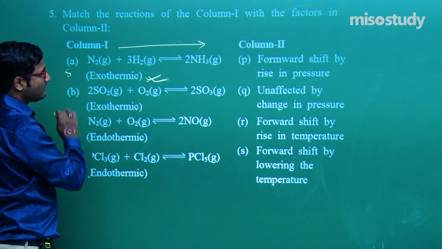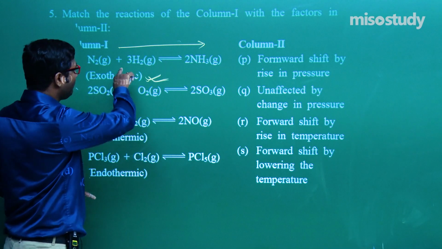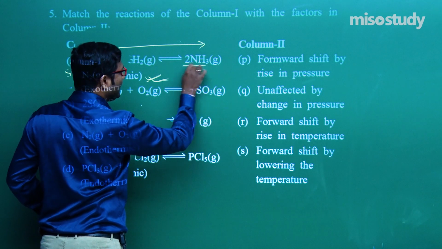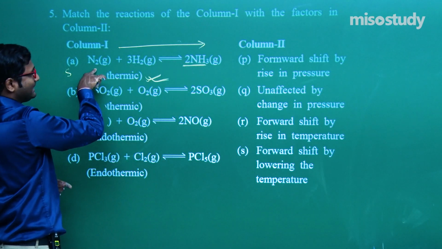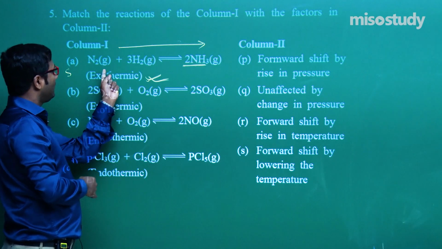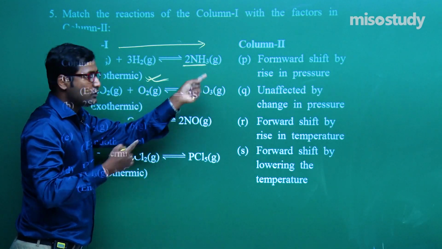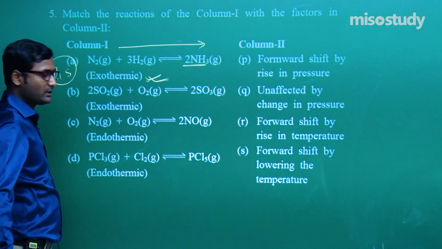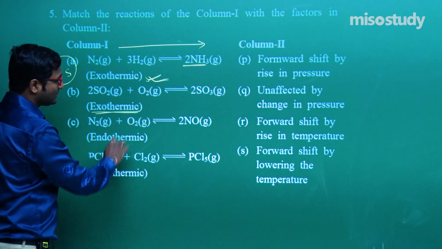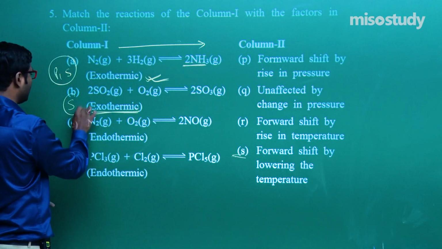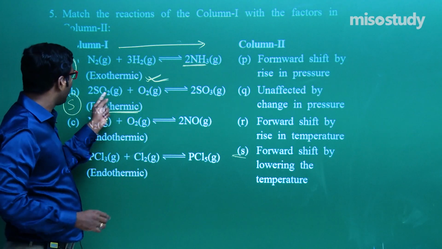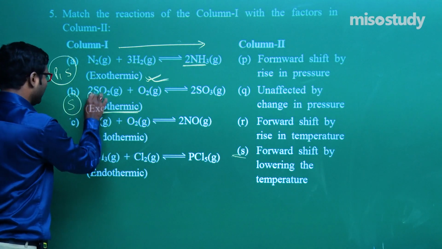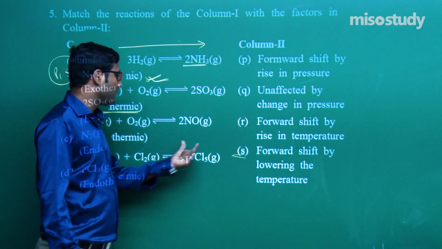Now in terms of pressure, as we know, moving from left to right is the forward shift. Here the product side has 2 moles and the reactant side has 4 moles. We are moving from a larger to a lesser number of moles, so a rise in pressure favors it. So P and S are the correct options. Now check the next one, again an exothermic reaction, so the first option applies, and we do not need to check more. In terms of pressure, here is 3 and here is 2, we are moving from 3 to 2, which is lower, so again an increase in pressure according to Le Chatelier's principle. Clear.